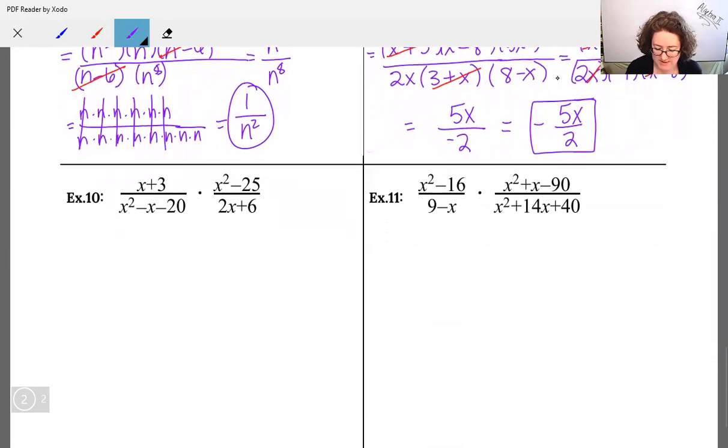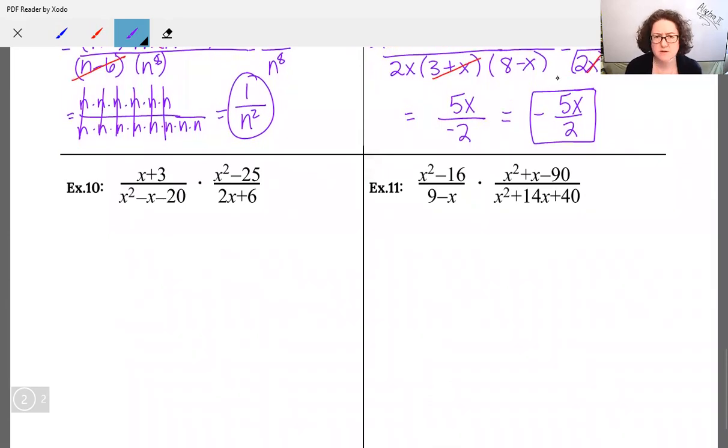Alrighty, last two examples. Again, go ahead, pause the video, try these out on your own, and then come back and see how you did. Okay, let's see how it went.